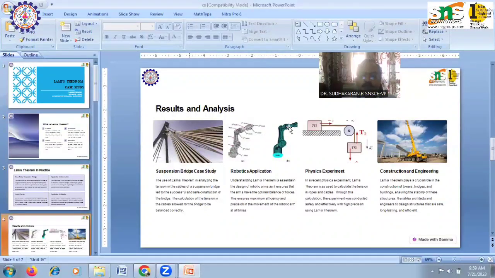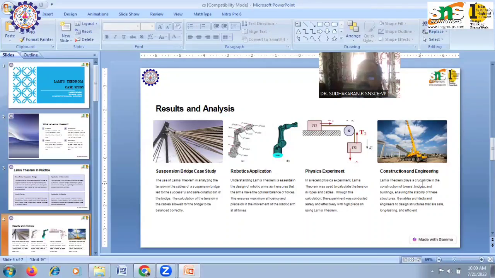Second, in the case of the robotic arm, understanding Lami's theorem is essential in the design of a robotic arm as it ensures that the arm has the optimal balance of forces. This ensures maximum efficiency and precision in the movement of the robotic arm at all times. Going to the physics experiment, Lami's theorem was used to calculate the tension in the cable and the rope. Through this calculation, the experiment can be conducted safely, efficiently and effectively with high precision.